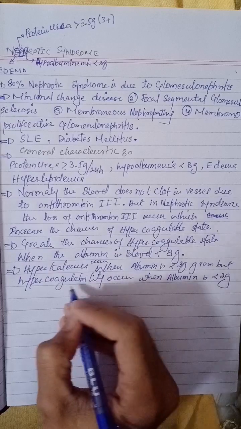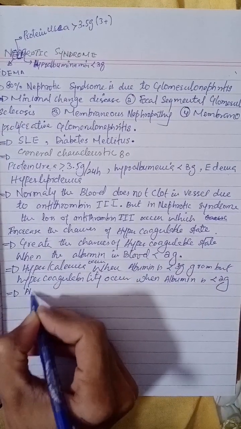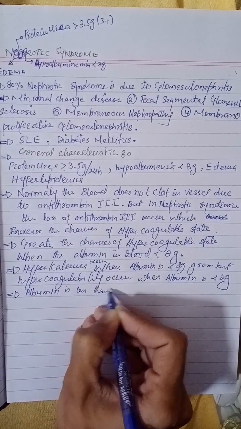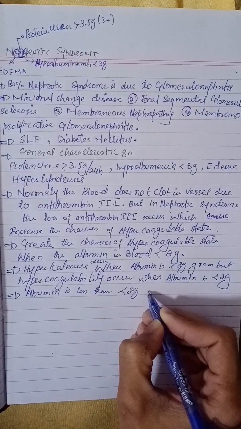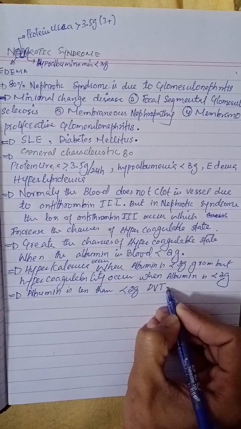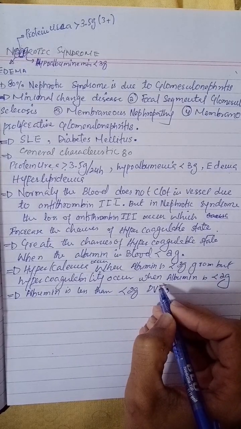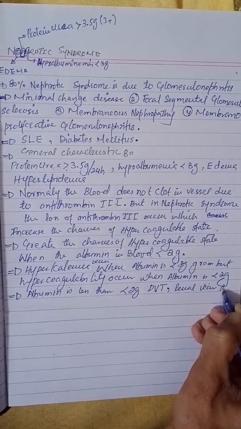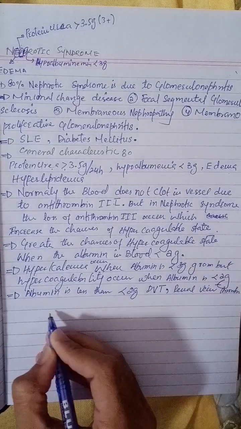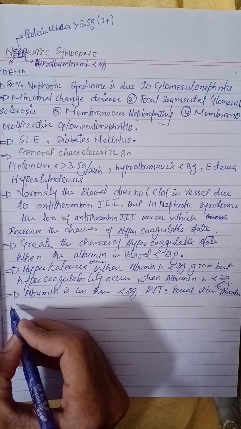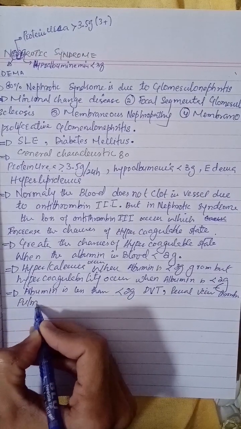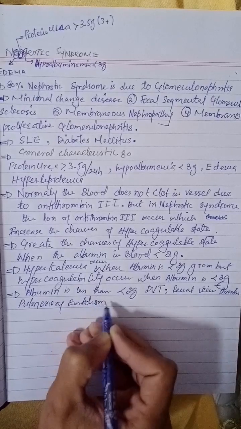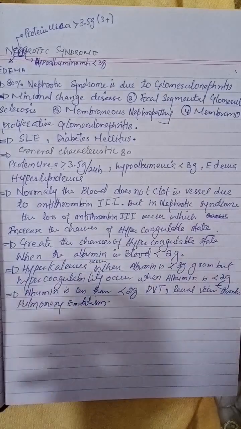So as the albumin is less than 2 gram, there are chances of deep vein thrombosis, DVT, and renal vein thrombosis, and the chances of pulmonary embolism. So, what is the investigation for nephrotic syndrome?